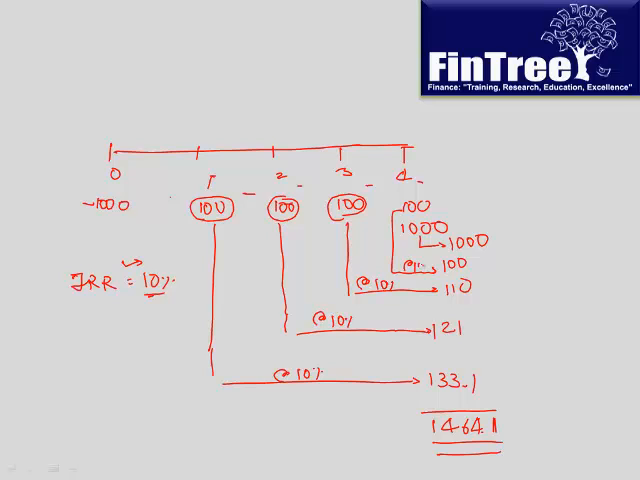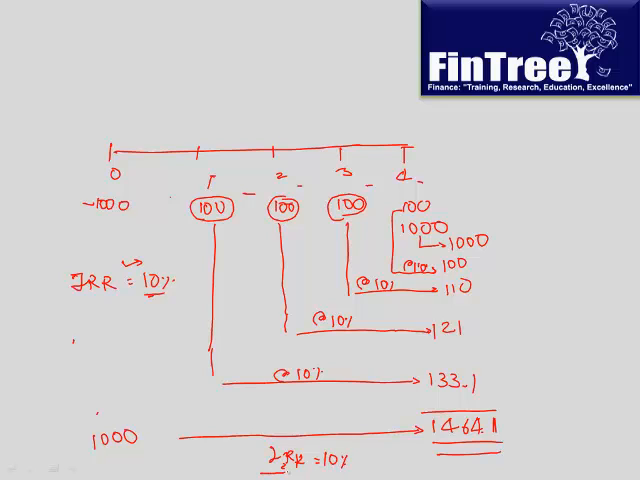Okay, 1464.1, which means I invested 1000 and in 4 years it has become 1464. Calculate IRR, so calculate at what rate they have been compounded. It would be 1464.1 divided by 1000, and you'll have to take the fourth root. So under root twice, it would be 1.1, which means the IRR here is 10%.